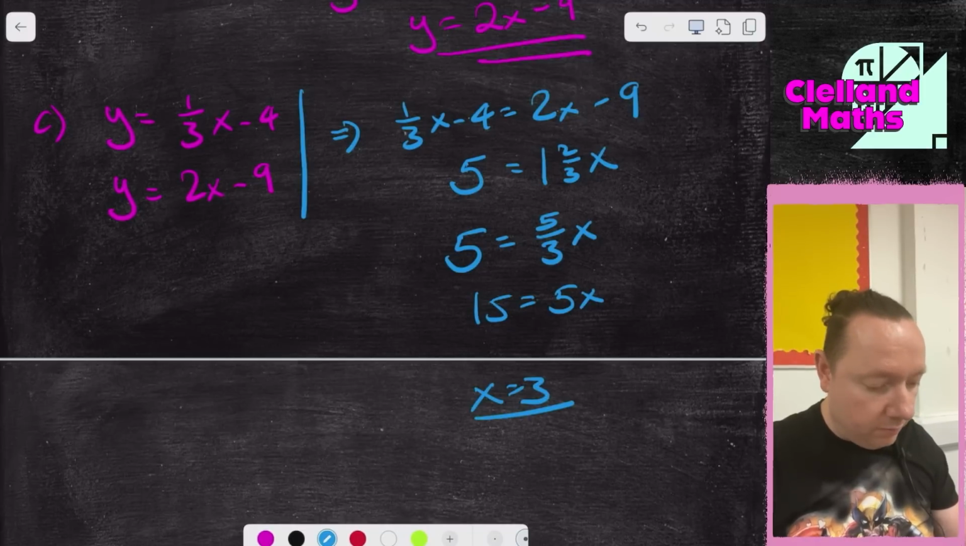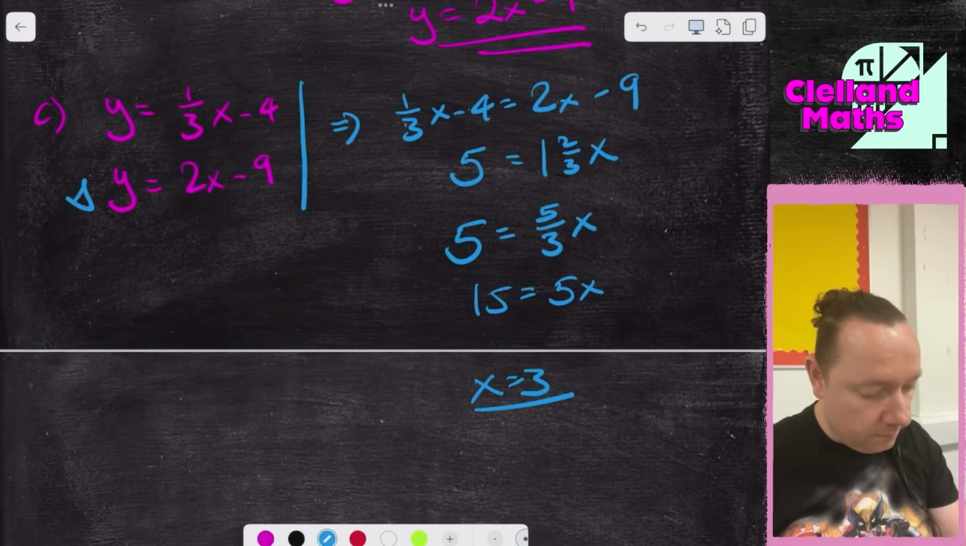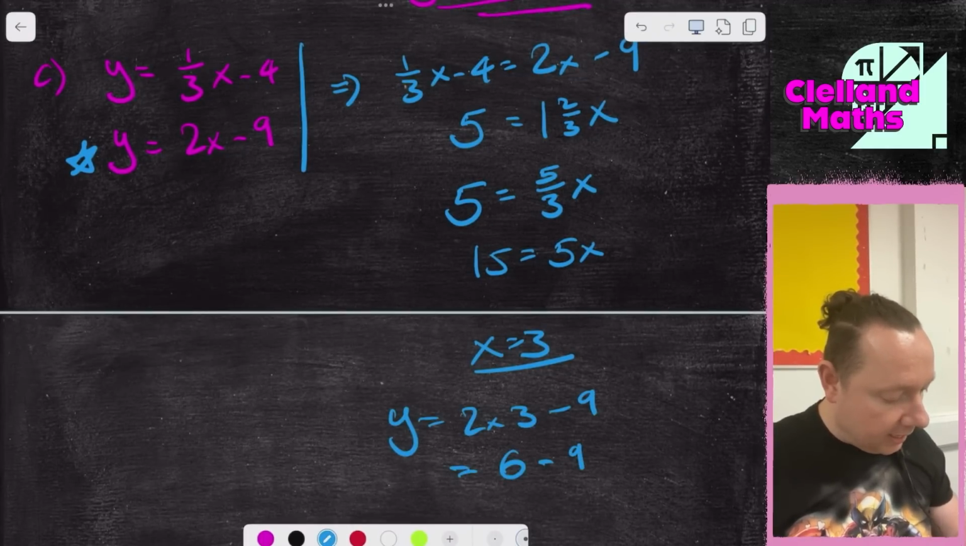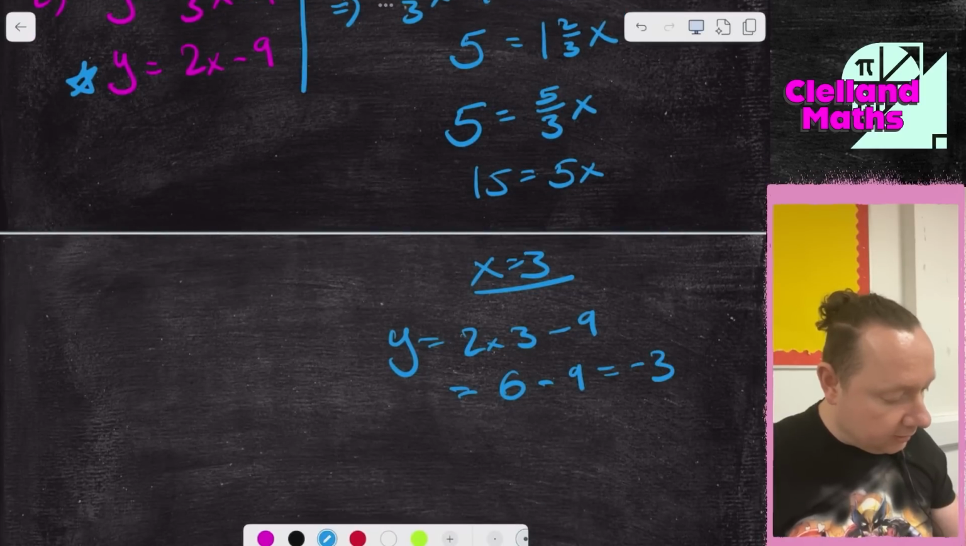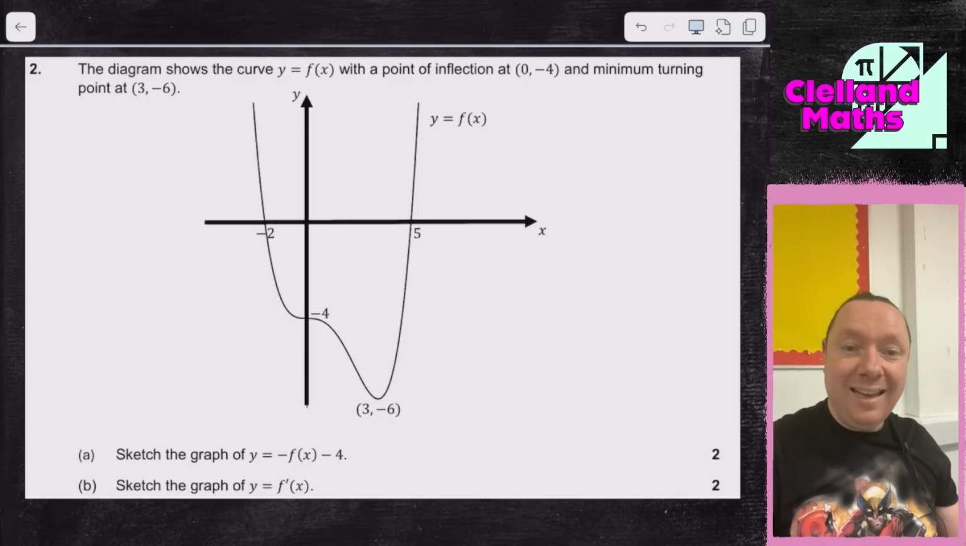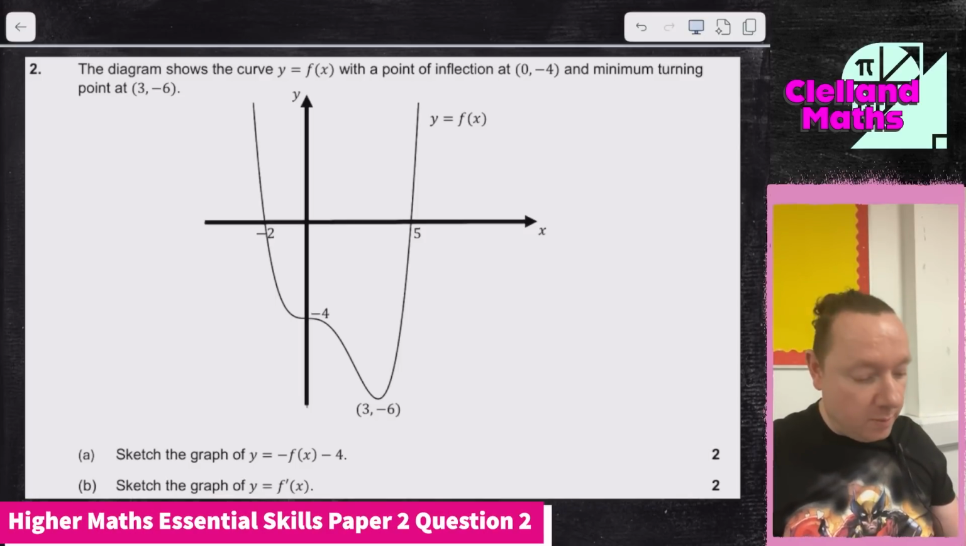And then we just sub it into one of the equations. So just using this one. y equals 2 times 3 minus 9. 6 minus 9 is minus 3. So the point of intersection is (3, minus 3). And we're done there.